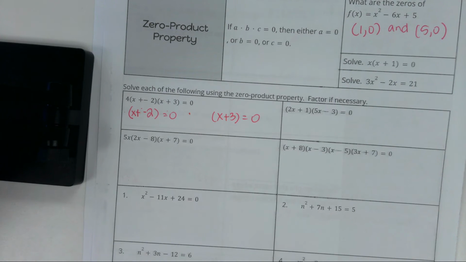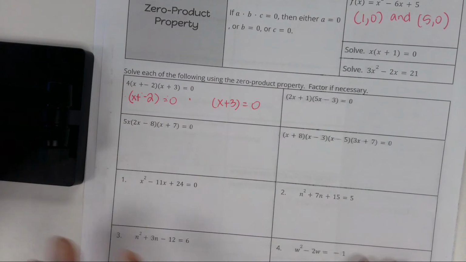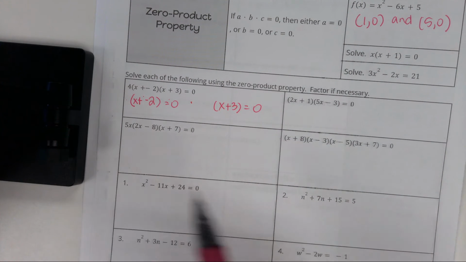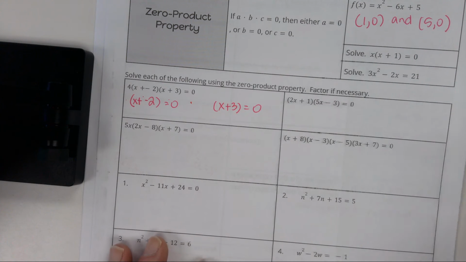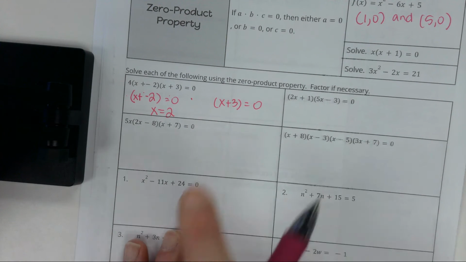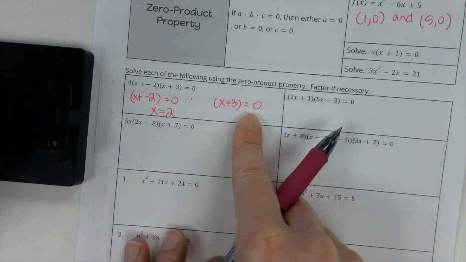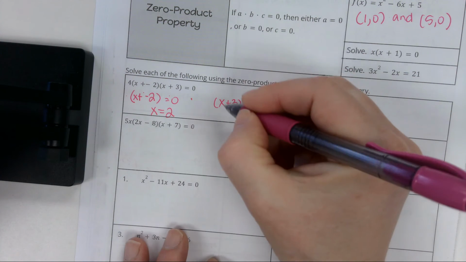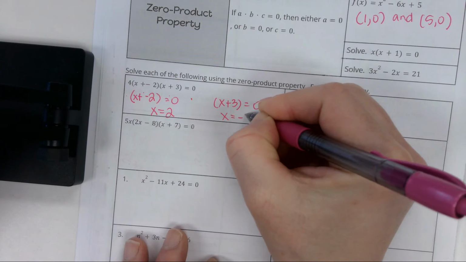All right, solve the first one for me. Solve this. Do we need the parentheses there anymore? Nope. What would I do to both sides? Add 2. X equals 2. What would I do to both sides here? Not add 3, subtract 3. X equals negative 3.